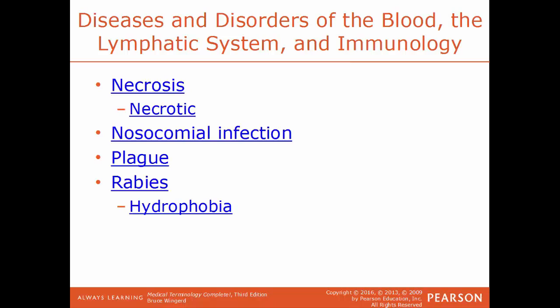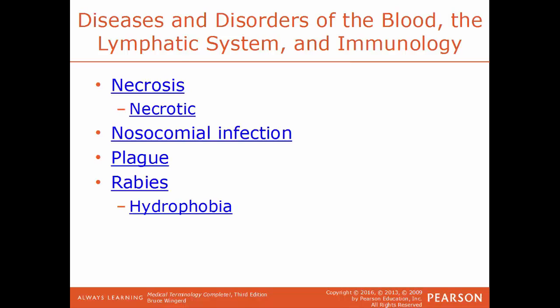Plague, this is a very contagious bacterial disease. There are multiple forms of the plague. It's not just one kind. But you can have bubonic plague or pneumonic plague or septicemic plague. All those have different areas of the body that they impact. But they're all caused by a bacterial source.